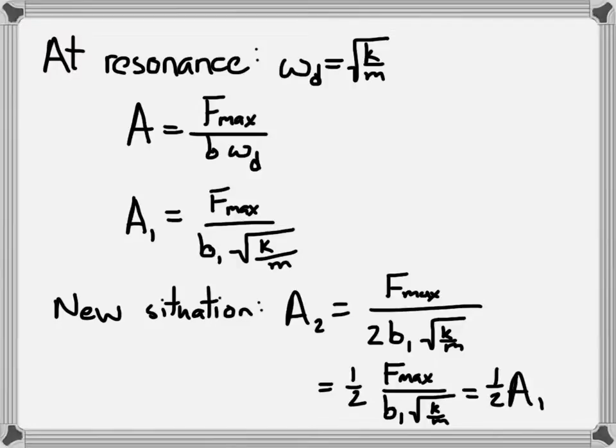So if I double the damping constant B, I will get half of the resonance amplitude that I had originally. That's how you might need to deal with a driven harmonic oscillator, dealing with amplitudes and frequencies at resonance. Today's problem set is going to deal with a lot of those types of problems, with amplitude and angular frequency at resonance.